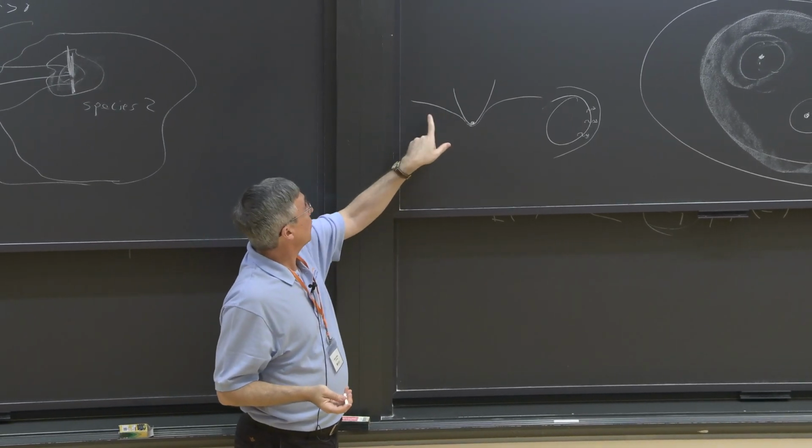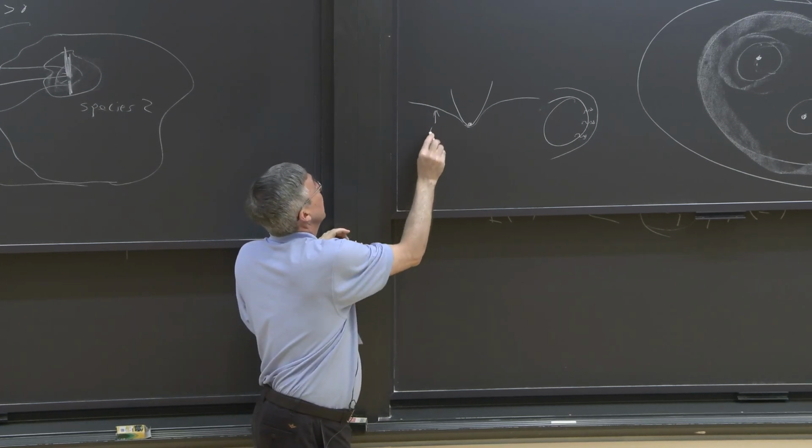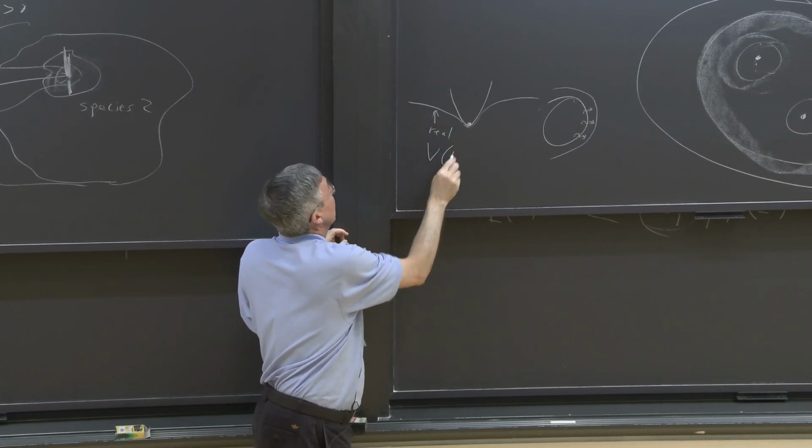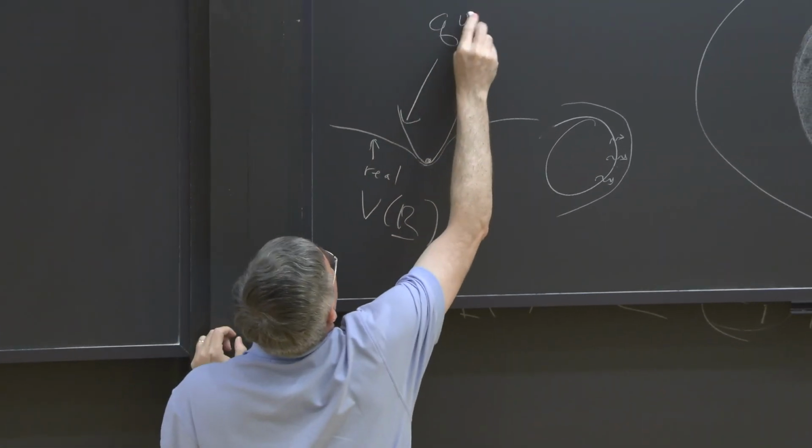We're neglecting the cubic and quartic terms and stuff, which might cause this other, this is the real curve, the real V of R. And this is our quadratic approximation.